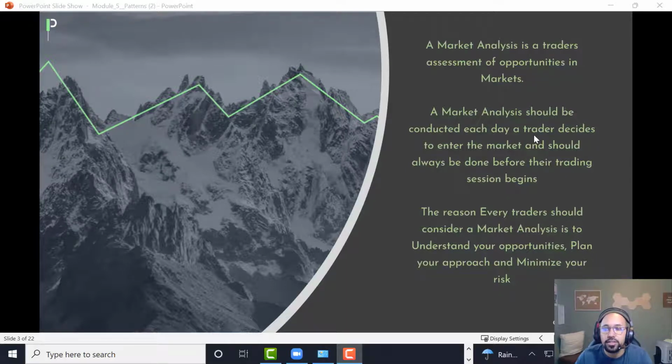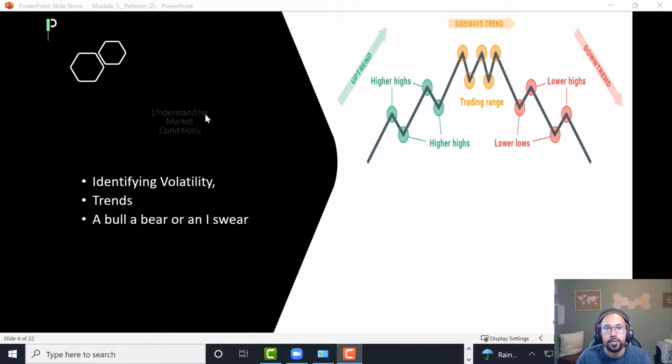The reason every single trader should consider a market analysis is: 1. To understand your opportunities, 2. To plan your approach, and 3. To minimize your risk. If you can learn to follow today's tips that we bring to you straight from Pure Structure Trading, you will learn to be more effective as a trader. Let's move over to tip number 1.